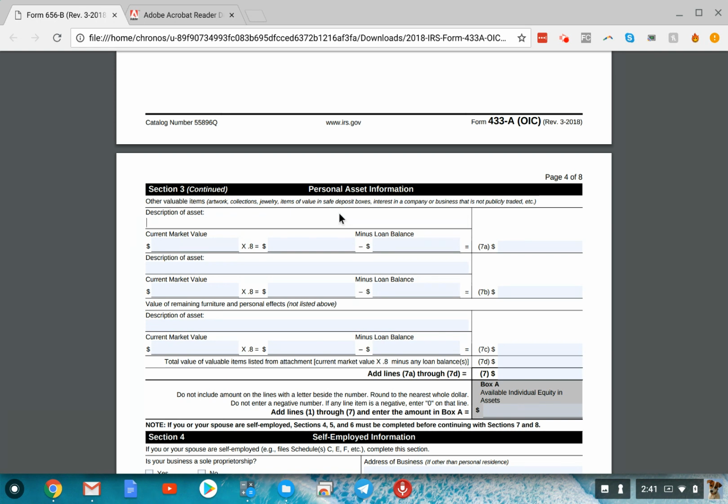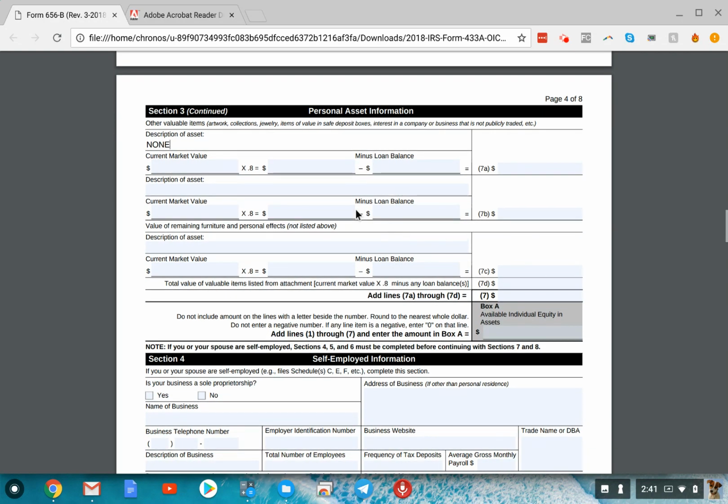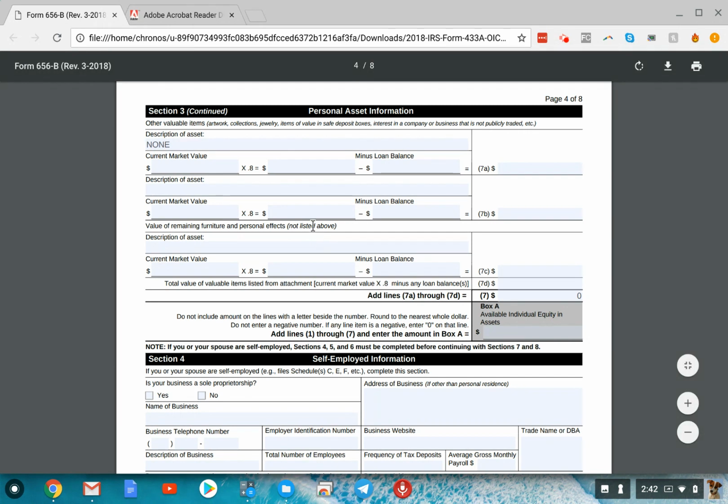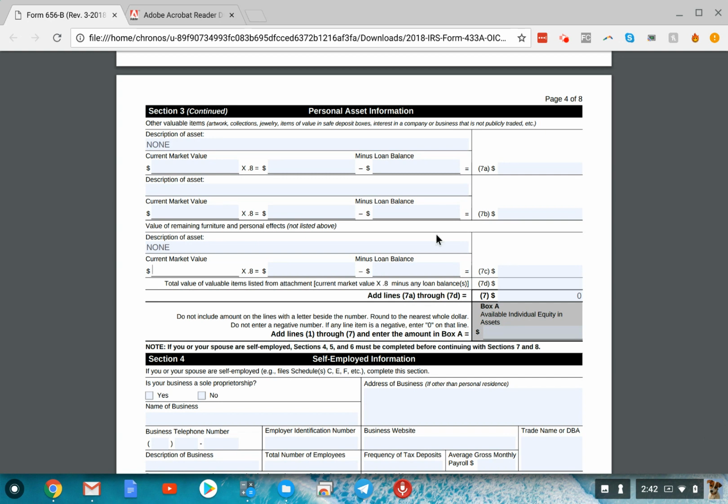So personal information, this is like jewelry, stuff like this. Most people, whatever they have is very negligible, and we just put none. That's usually what we do, is put none, and we'll just put zero. Furniture and stuff is usually not worth that much, so you just put none. And that almost always works, and they don't really care. If you want to, you can put $500 or something like that, and ask them not to include that in the offer. But really, used furniture has almost no value. It's even hard to sell, so that just keeps it easy.